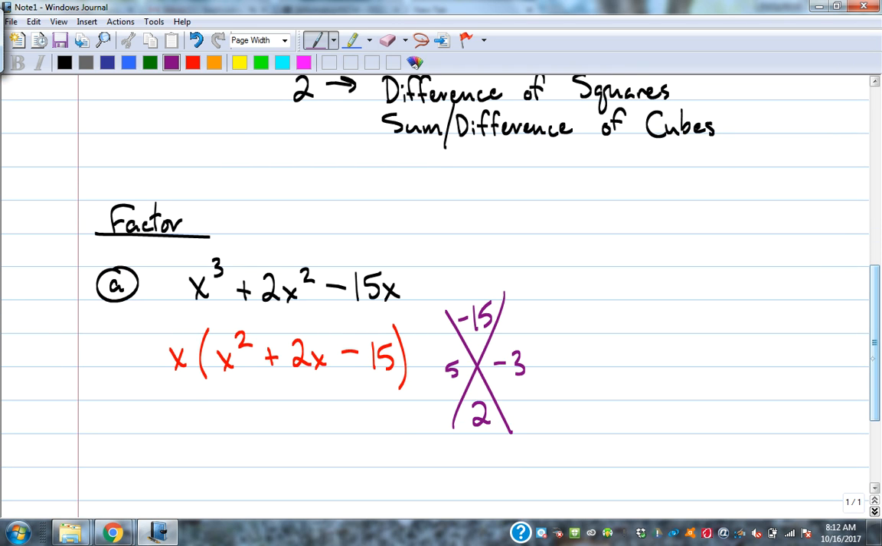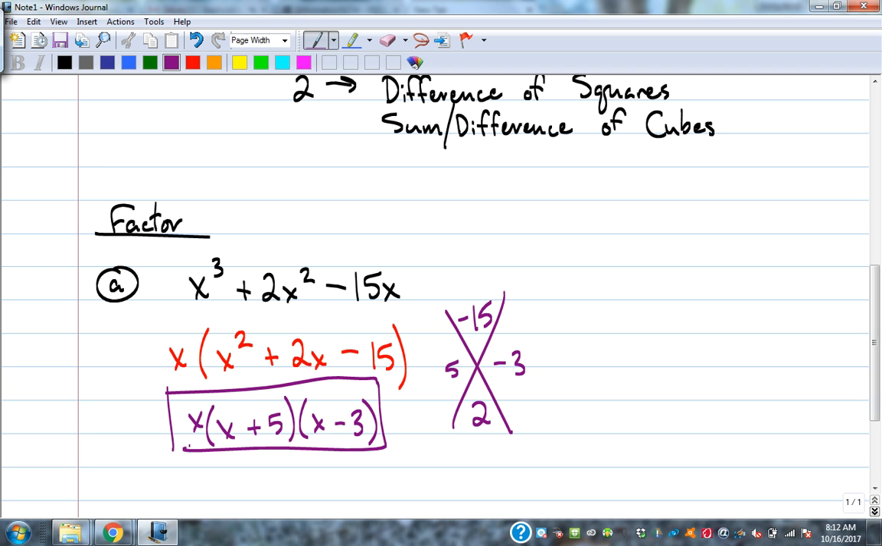Can I use the shortcut to go straight to the factors? Why? Yeah, there's nothing in front of the x squared, so that lets me go straight to x plus 5 and x minus 3. The x that I pulled out at the beginning, still there. That's the factored form of that original polynomial.